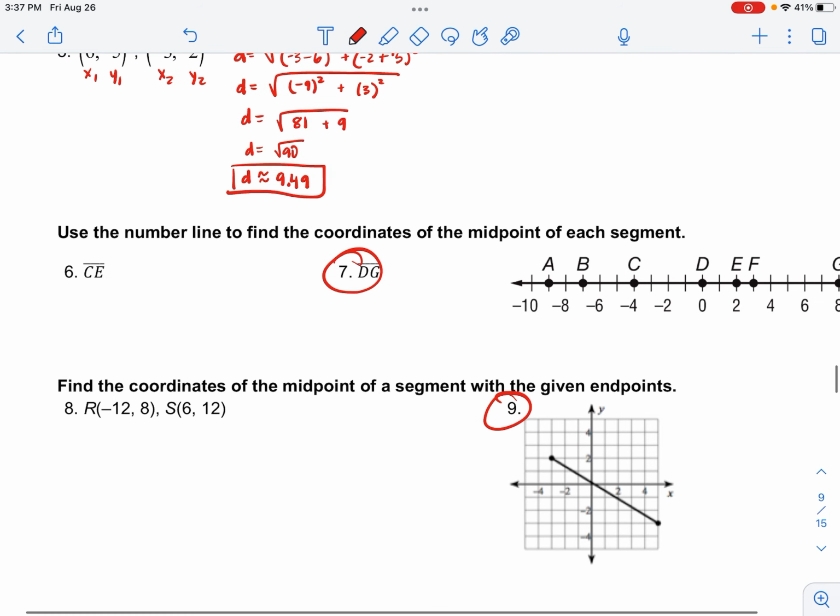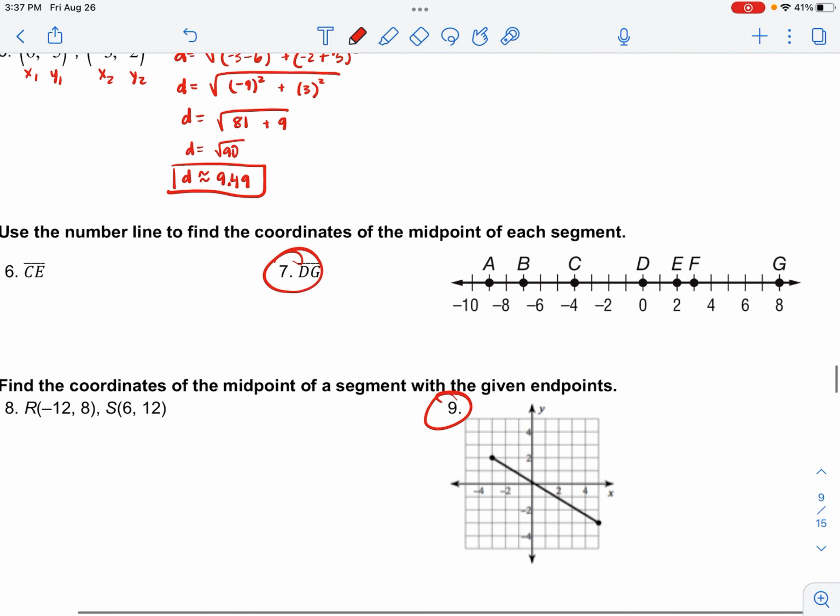Let's take a look at number 7. Use the number line to find the coordinates of the midpoints of each segment. So we're going to need that midpoint formula. So we're looking for the midpoint between D and G. Okay, this one is actually relatively easy, but let's actually do this.